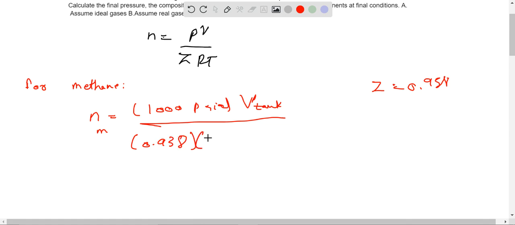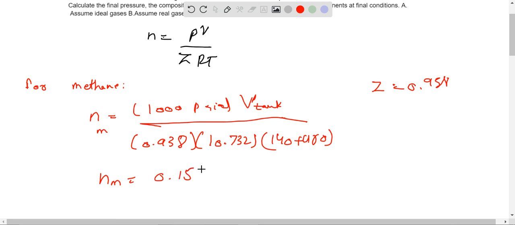R is 10.732 and temperature is 140 plus 460 to convert it into Rankine. So n for methane is 0.156 V tank.